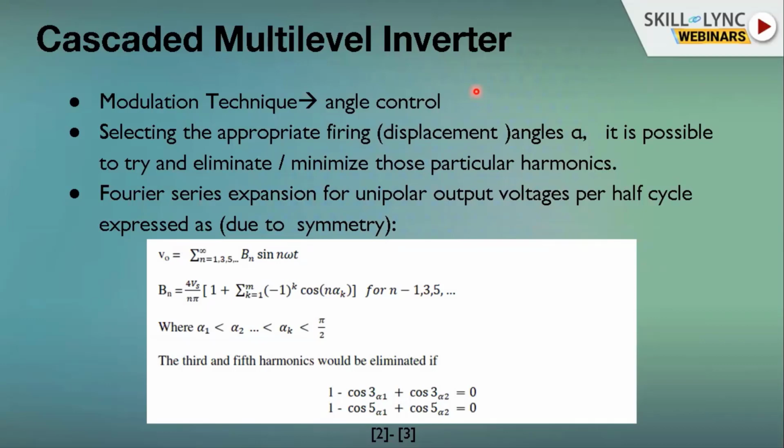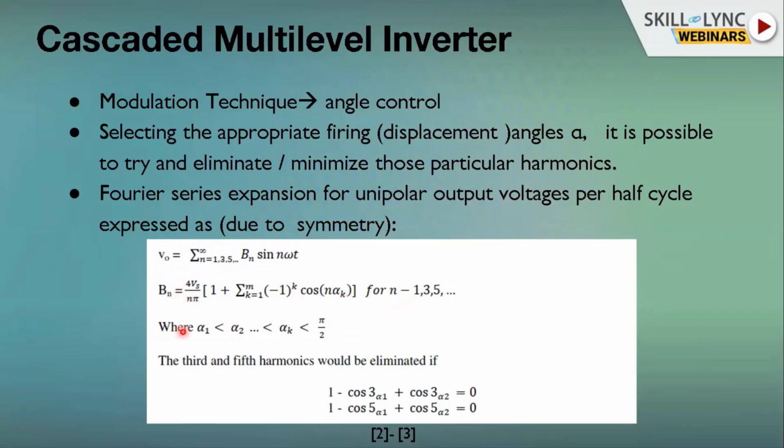So what you do basically is you select the appropriate firing angles or displacement angles, say alpha. And then you do a Fourier series expansion, and when you do this expansion, you select which harmonics you want to try and eliminate. Say in our case, unipolar output voltages have this symmetry, so per half cycle, due to symmetry, you do a Fourier. Here you get V0 and your Bn coefficients. The An's are absent by virtue of this symmetry.